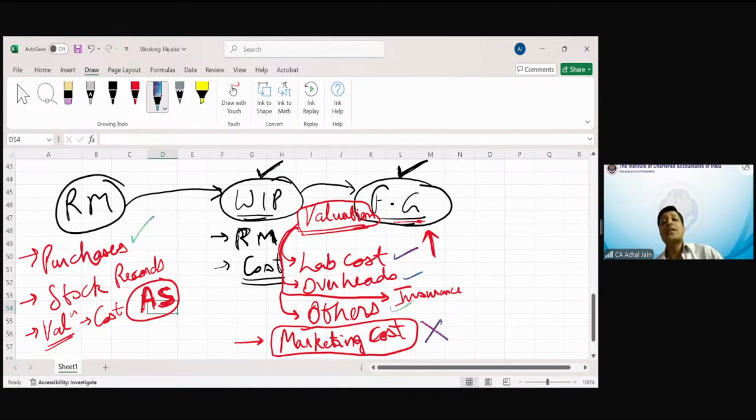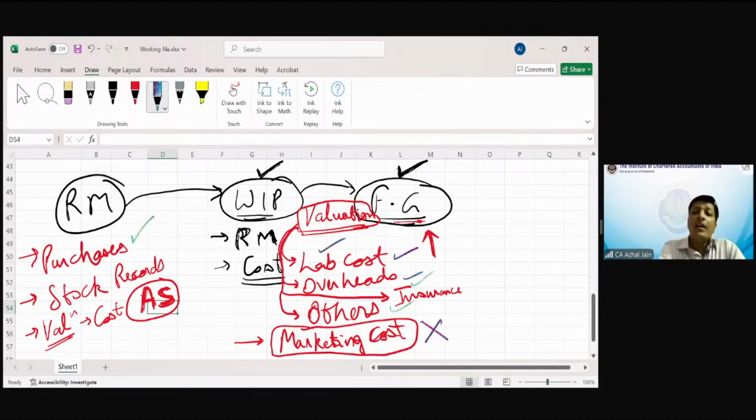Some of the other components you'll always go and verify, again looking at the principles of the accounting standards, whether those are appropriate or not. But some of those which are not appropriate, they need to be excluded. So the valuation will have to change then. And for those components which are included, let's suppose a labor cost is okay. Let's suppose insurance cost is okay.